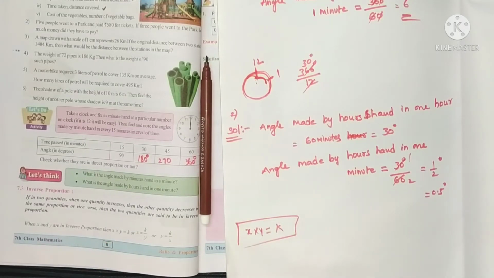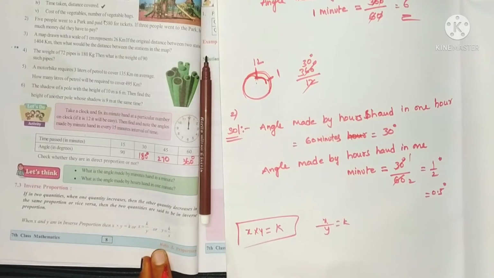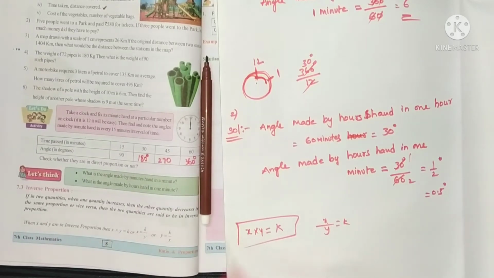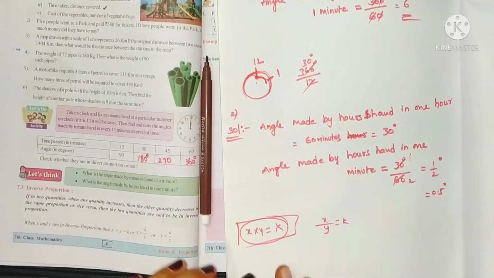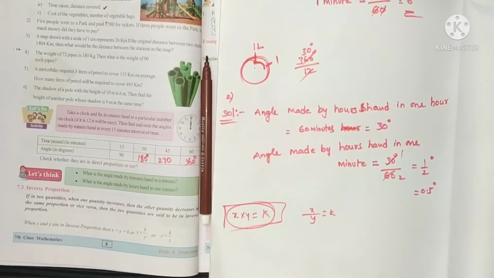Okay, so just recall direct proportion. When two quantities are in direct proportion, their ratio must be constant, and when two quantities are in inverse proportion, their product must be constant. Keep this point in your mind, it's very important. If they are in direct proportion, their ratio is constant, that means their division is constant. If they are in inverse proportion, their product is constant.